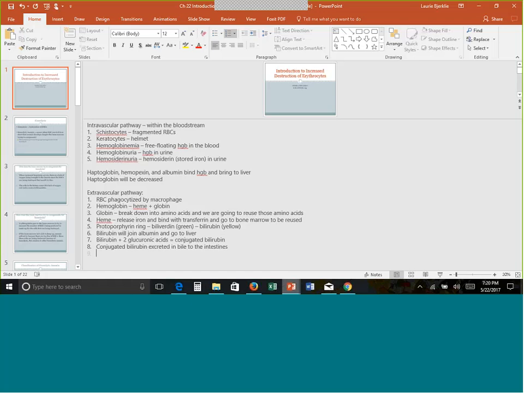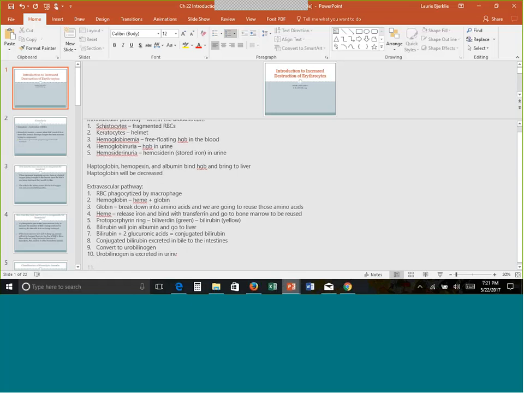Once in the intestines, it will convert to urobilinogen. And again, urobilinogen, like the name implies for uro, is excreted in the urine. So that's kind of a quick overview of the process of extravascular. So no matter where it starts, whether it starts within the bloodstream or outside the bloodstream, at some point it will go through those steps of the extravascular. So very important that you understand those steps.